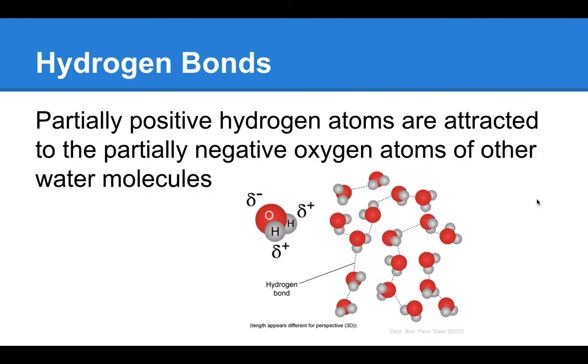And this allows for hydrogen bonds to form between our water molecules. So our partially positive hydrogen atoms attract to the partially negative oxygen atoms of the other water molecules. So in this drawing, you can just see where these bonds would form. And this is going to make a big difference on how water behaves.